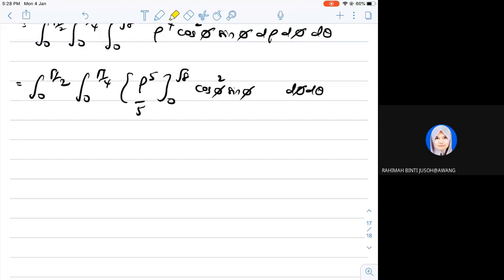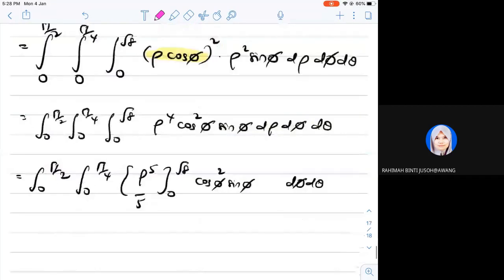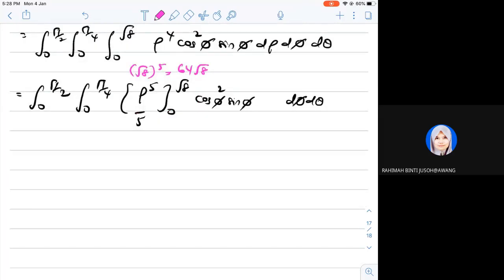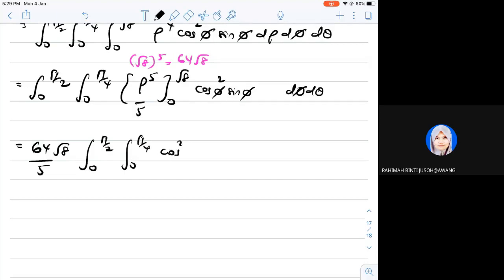So, square root of 8. Square root of 8 ni kuasa 5. Square root of 8 to the power of 5 means square root of 8 to the power of 4. So bila square root of 8 to the power of 4 jadi 64 lah. 64 square root 8. Ha, macam tu. Okay, so we can take the constant outside. So we have 64 square root of 8 over 5 like this. Integrate 0 until pi over 2, 0 until pi over 4, cos squared phi sine phi, d phi d theta.